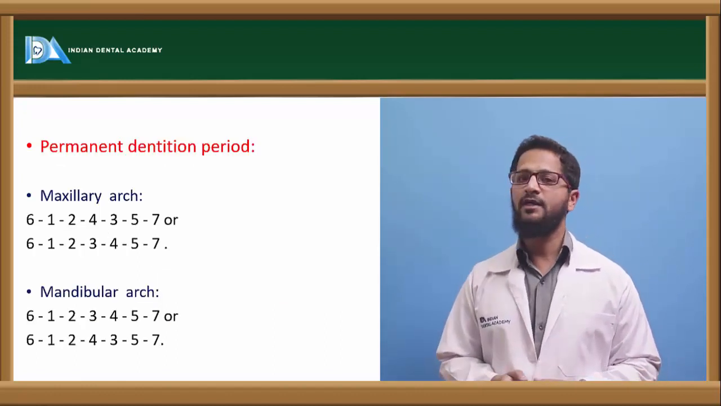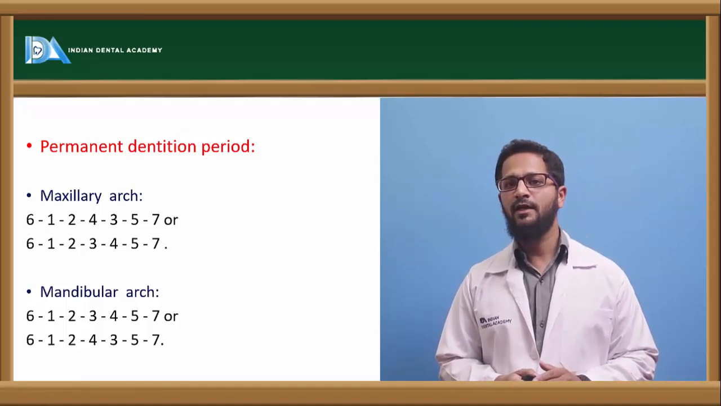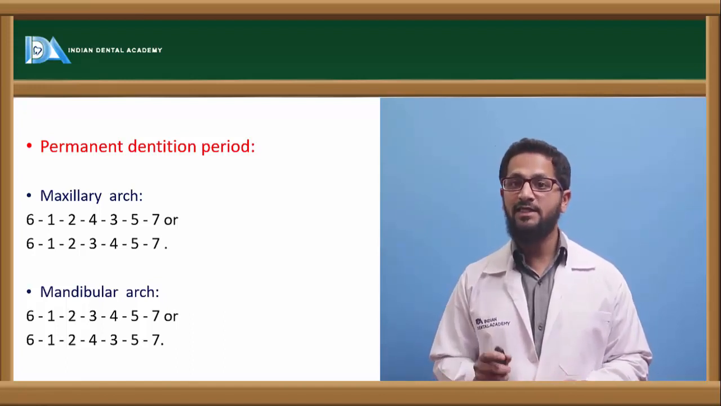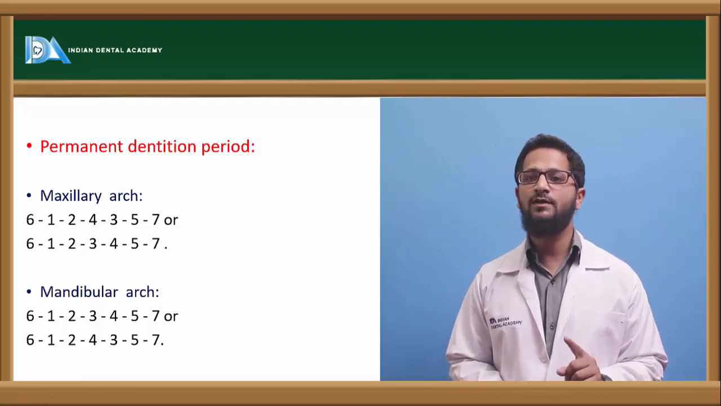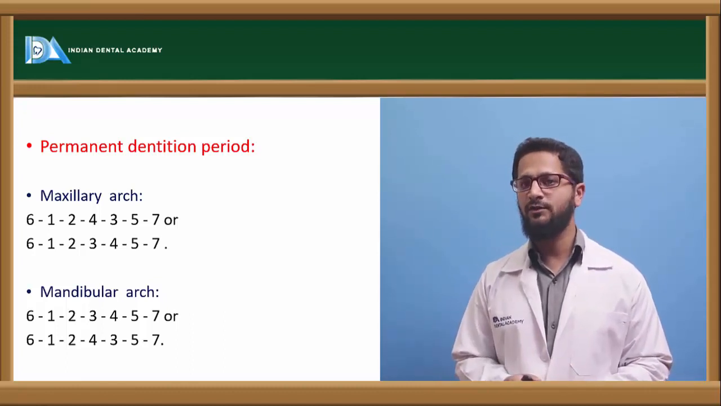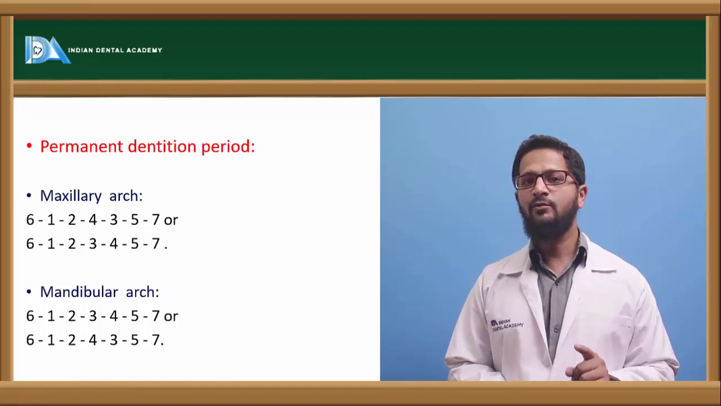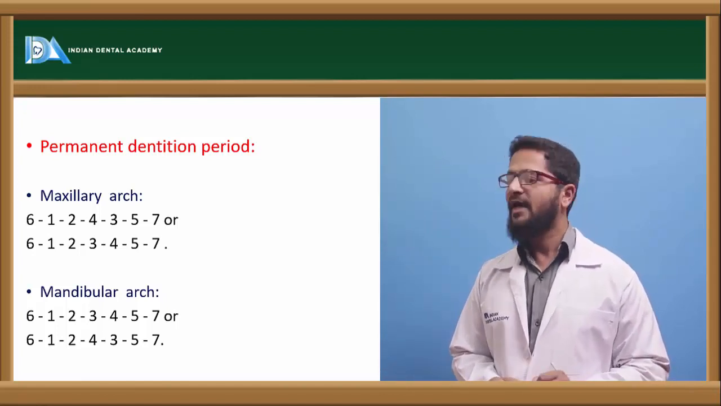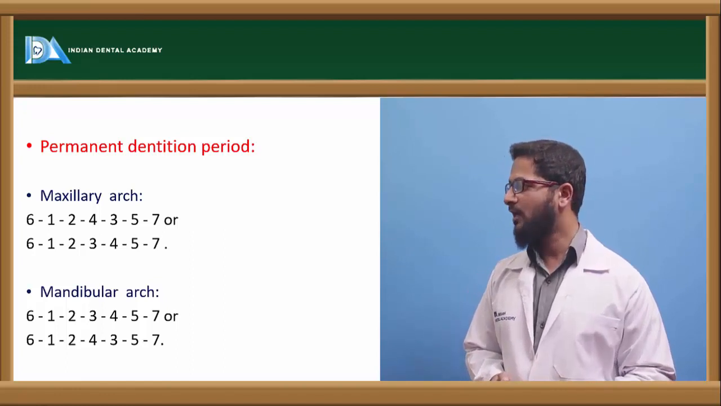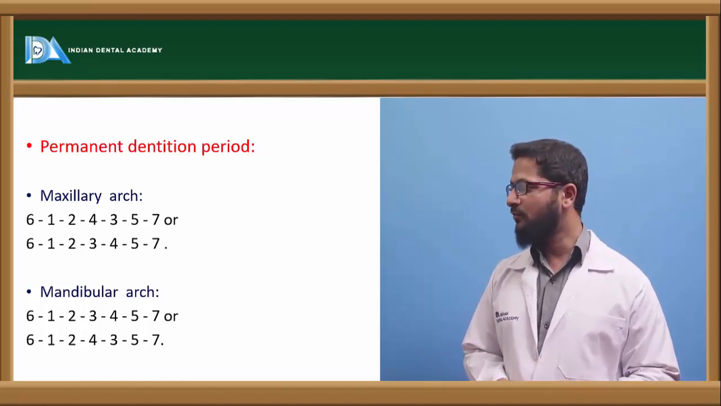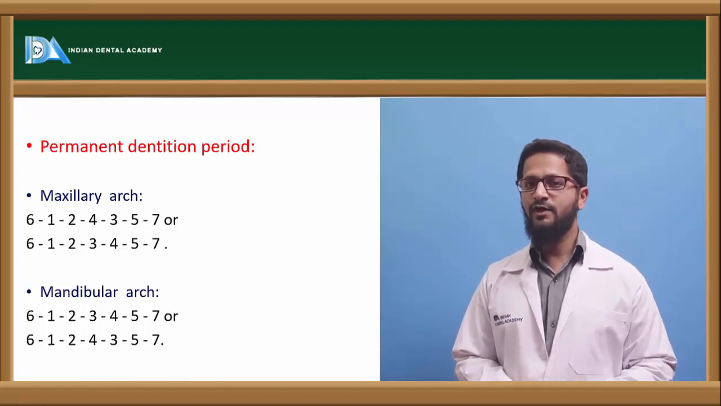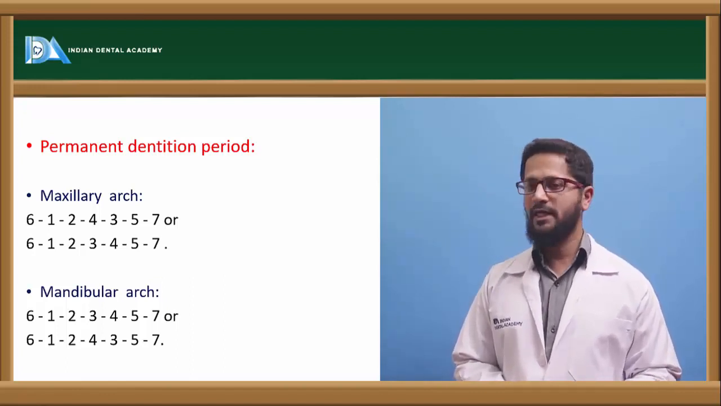Next, coming to the permanent dentition period. It must be remembered that the development of the permanent tooth buds actually occurs after birth, except for the first permanent molar, whose development usually begins before birth itself. And the mandibular first molar is the first tooth to erupt into the oral cavity. The sequence of eruption in the mandibular arch is first permanent molar, then central incisor, then lateral incisor, then canine, then first premolar, then second premolar, and then second molar.